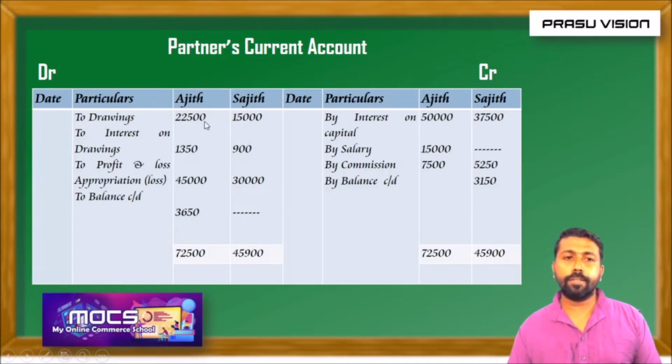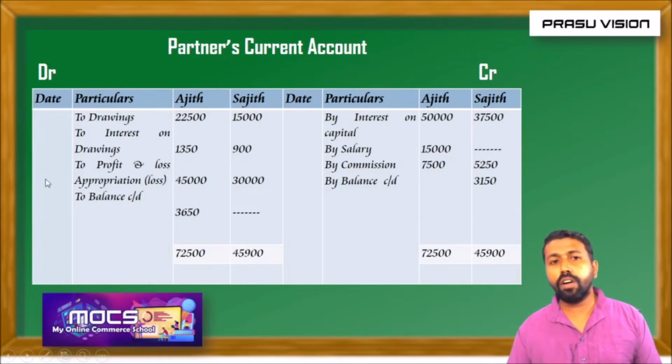Sajid 15,000. They have to pay interest on drawings to the firm. So it is recorded as interest on drawings. Amount is also directly given 1,350 and 900. And in this question, profit and loss appropriation account shows loss. So we have to debit. Amount is recorded here 45,000 and 30,000.